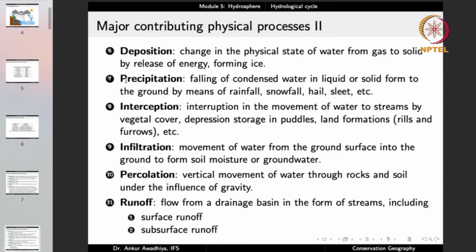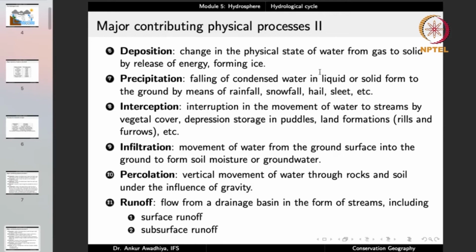forming ice. Then we have precipitation, which is the falling of condensed water in liquid or solid form to the ground by means of rainfall, snowfall, hail, sleet, etc. So it is the falling of the condensed water either in liquid form such as rainfall, or in a solid form such as snowfall or hailstones, or a mixture such as sleet. Now sleet is a mixture of water and snow.